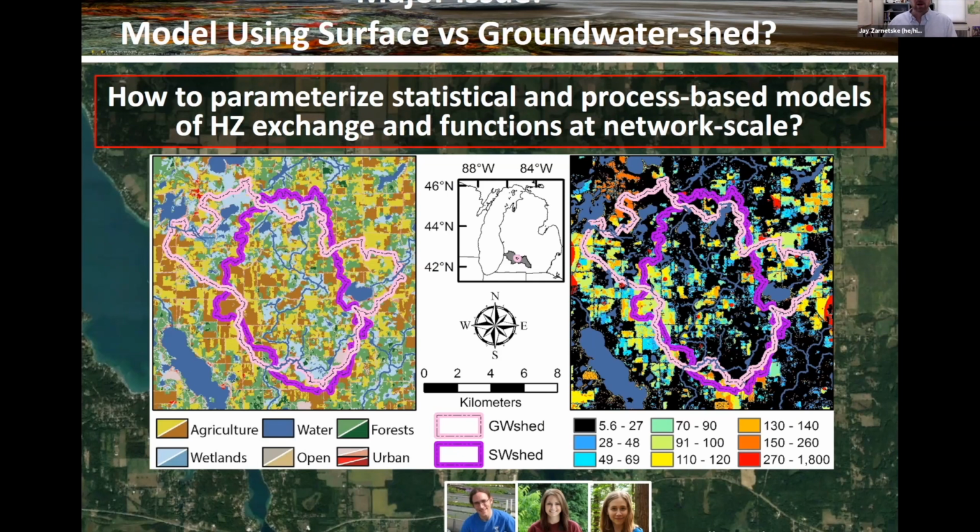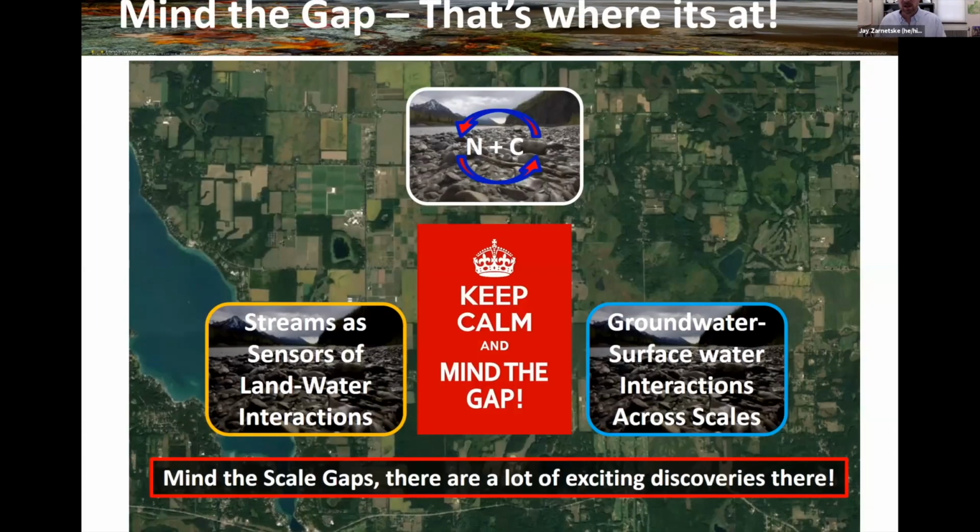And this means we're capturing different sources of pollutants that we would have missed had we just used a DEM or surface model. So in these sections here, I hope I made some clear examples of this. Gaps are really exciting, and especially for the students and early career researchers, keep calm, identify those gaps, focus on studying those areas. There's a lot of exciting discoveries in those locations.